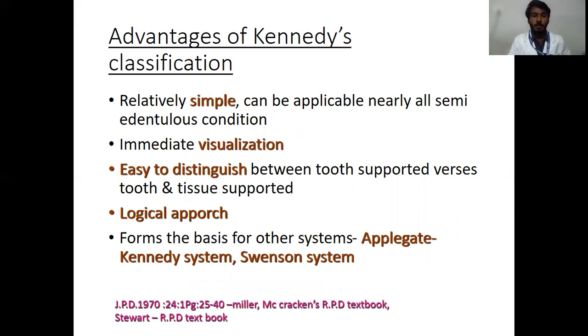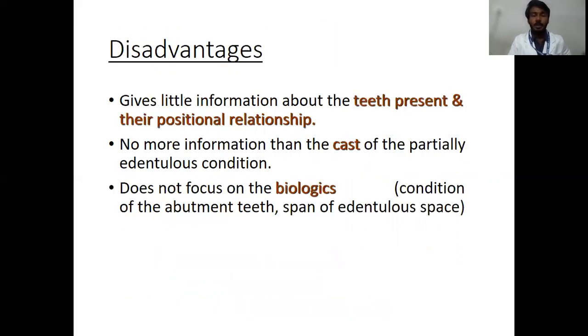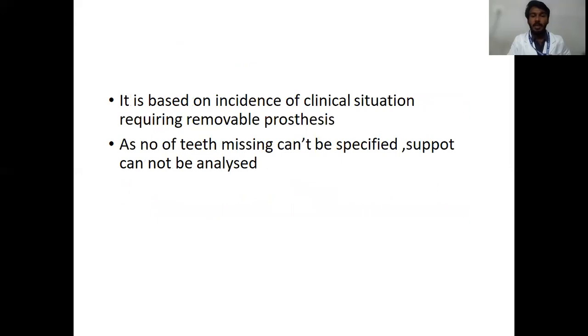and the Swenson system. The disadvantages include that it gives little information about the teeth present and their positional relationship. No more information than the cast of the partially edentulous condition can be obtained. It does not focus on the biologics, that is, the condition of the abutment teeth and the span of the edentulous space are not considered. It is based just on the incidence of the clinical situation requiring removable prostheses. And as the number of teeth missing cannot be specified, support cannot be analyzed with this classification. So these are its disadvantages.